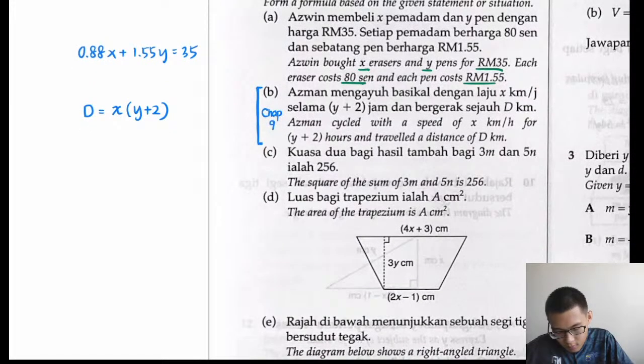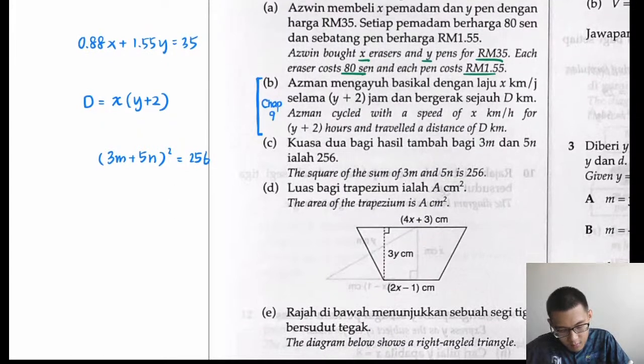The square of the sum of 3m and 5n is 256. Okay, I think it is like that. The square of the sum of 3m and 5n, the square is 256. Am I right? Are you correct with me? Okay, I think it is like that now. Can this answer be correct? I don't think so, because we have a negative number later.